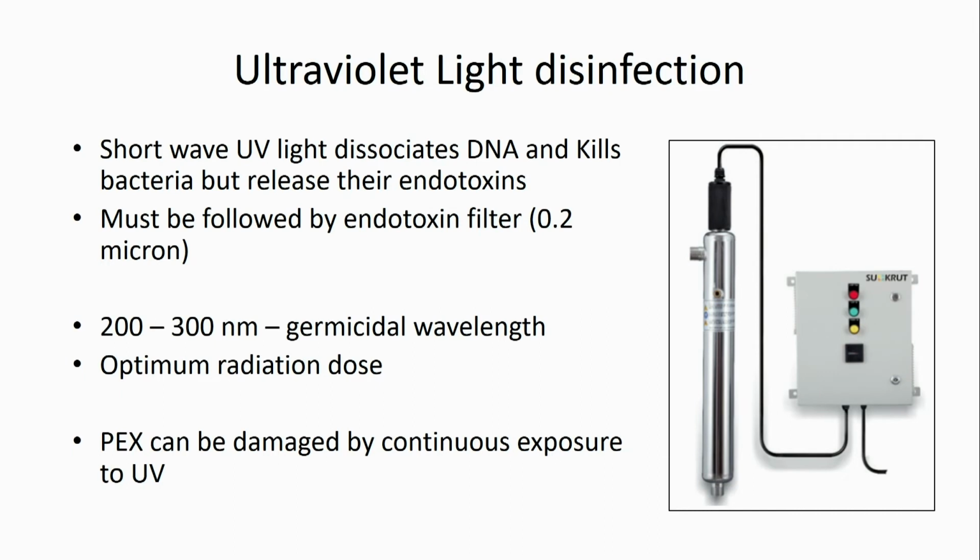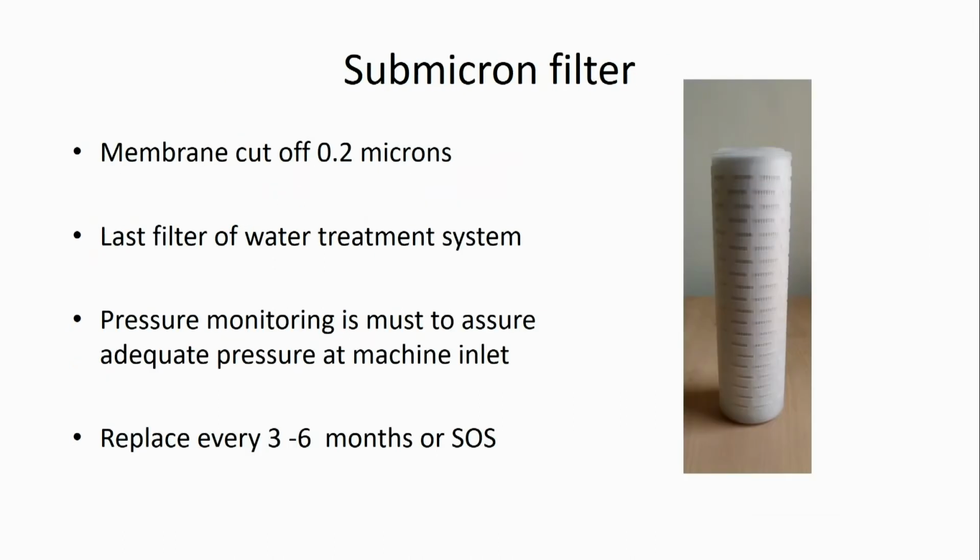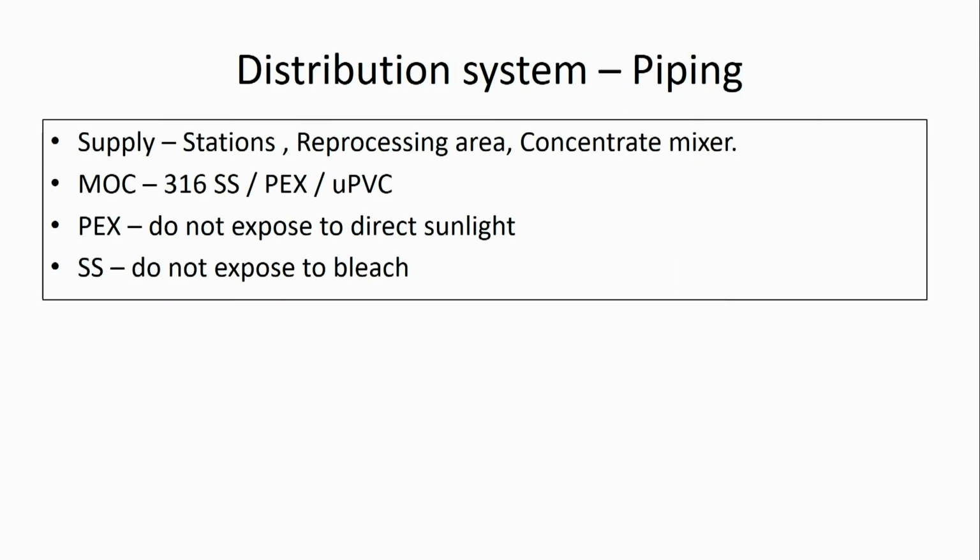And if we are using a UV lamp, then it should be covered with a stainless steel cylinder, as the PEX can get damaged by continuous exposure to UV. It is followed by the submicron filter, as it is the last filter of the water treatment system to take care of the endotoxins which might be generated by killing of bacteria. Pressure monitoring is a must at this point to ensure adequate pressure at the machine inlet, and this should be replaced every 3 to 6 months, or SOS whenever there is a crop of infections.